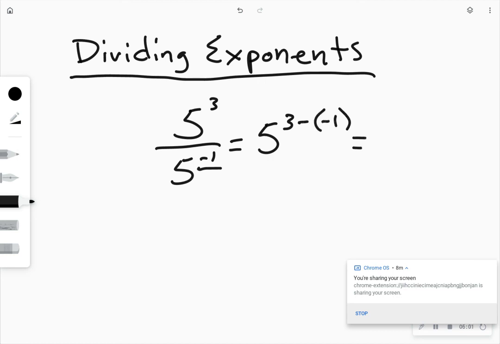And for you guys from last year, what happens when we have two negative signs together? They become a positive. So that is the same as 5 to the 3 plus 1. And 5 to the third over 5 to the negative 1 is simply 5 to the fourth. Again, remember to use those properties of adding and subtracting integers.